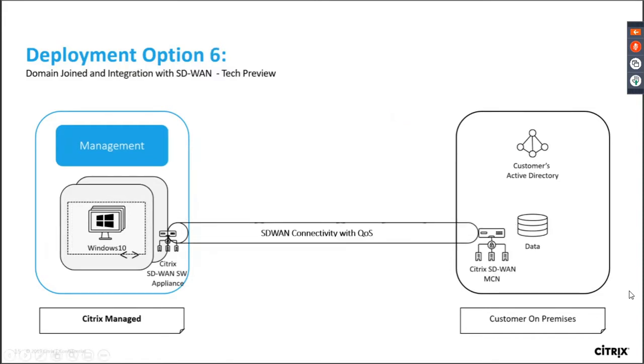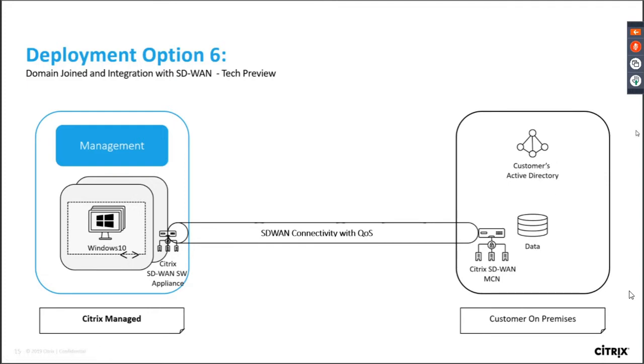The last deployment option is coming from the Citrix Managed Desktops to the customer on-premises directly. Here, we need the site-to-side VPN and the SD-WAN connectivity to provide the quality of service for the virtual machines on the Citrix Managed Desktops that will be accessing the data on-premises, and the customer users will be authenticated with their on-premises Active Directory.